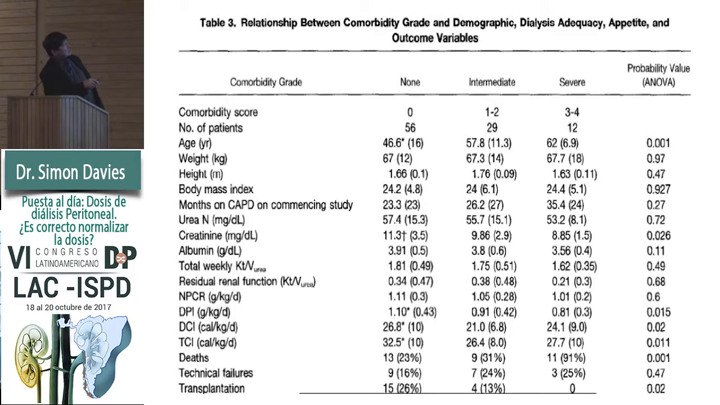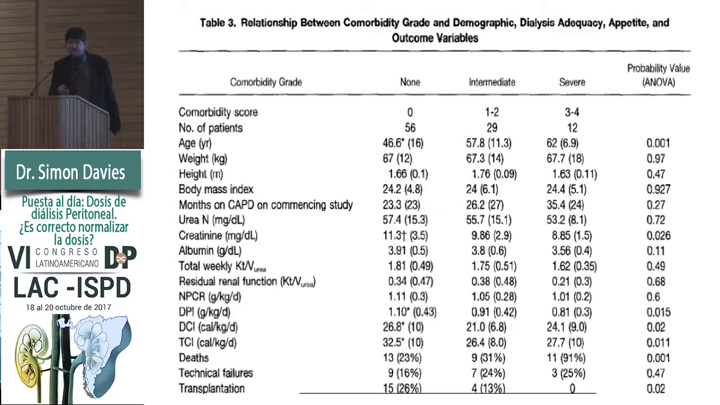So these are the groups of patients. Those had no comorbidity, intermediate comorbidity or severe comorbidity. And of course, mortality was much the highest in this group of patients here. You can see that they did have slightly less KT/V and probably slightly less residual kidney function, but this was actually not statistically significant. The things that were really important and significantly different were their dietary protein intake, their dietary calorie intake, and also the total calorie intake. These were much more important factors.